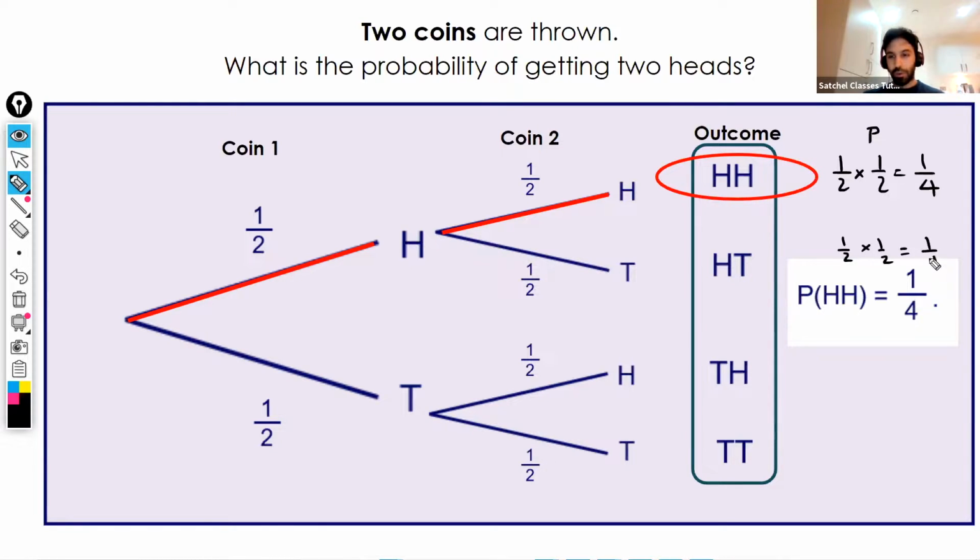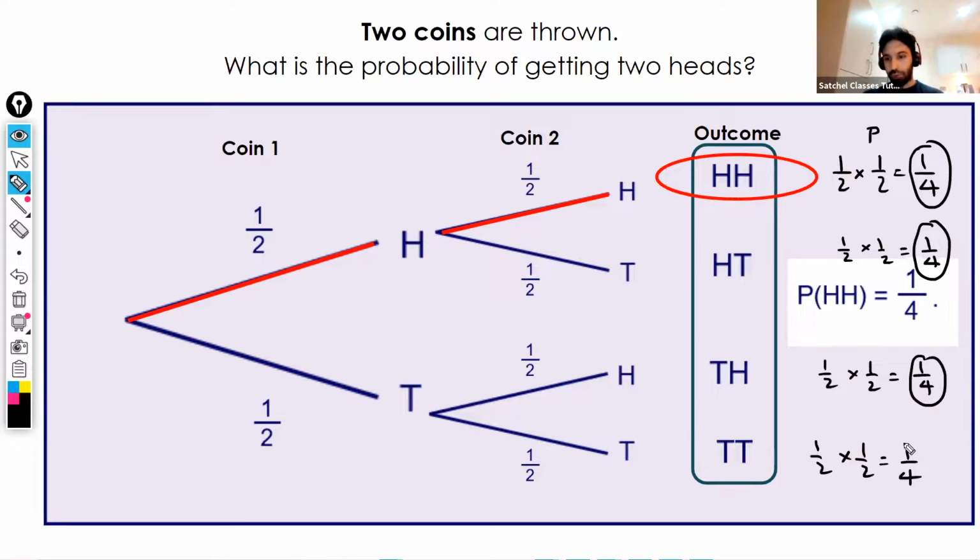And that's going to be 1/4. Tails heads, again, is going to be a half multiplied by a half, which is 1/4. And likewise, tails tails is going to be a half multiplied by a half, which is 1/4. If we have a look at the probability of all the outcomes, so we have 4 possible outcomes, the probability of all the outcomes will add up to 1. So a quarter plus a quarter plus a quarter plus a quarter will add up to 1.